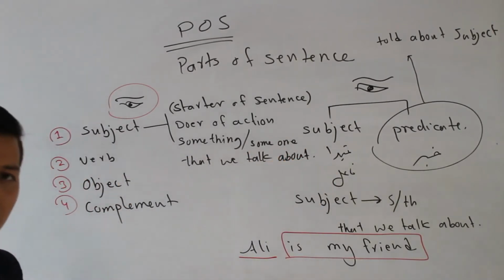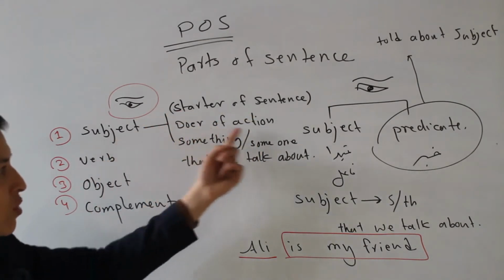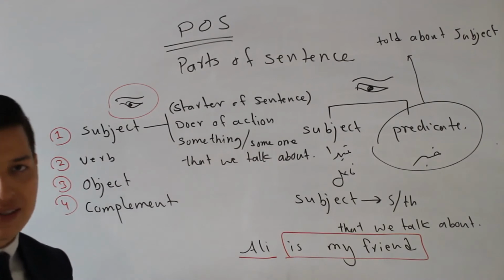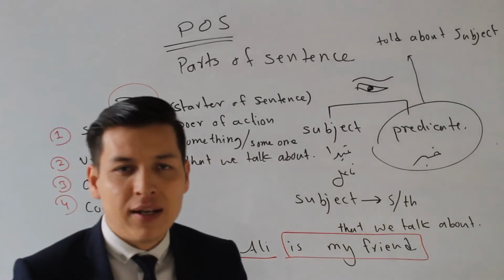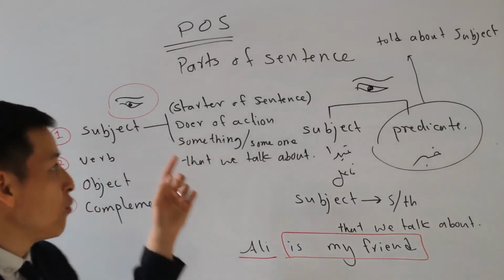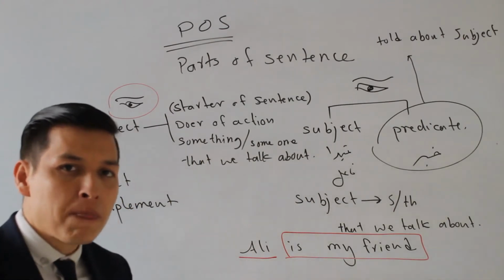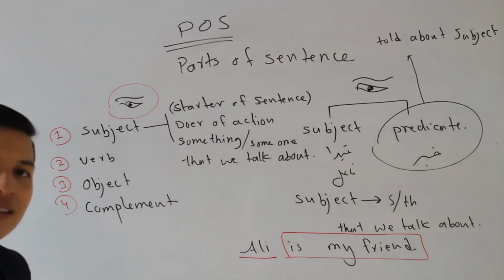So, previously I mentioned that a subject is the starter of the sentence, doer of an action, something or someone that we talk about, that is subject. So there's a question in your mind that if, for example, something that we talk about is that definition, and if we don't have these two other definitions, what will happen? So generally, if the thing that we're talking about has one of these characteristics, it is the subject of a sentence.